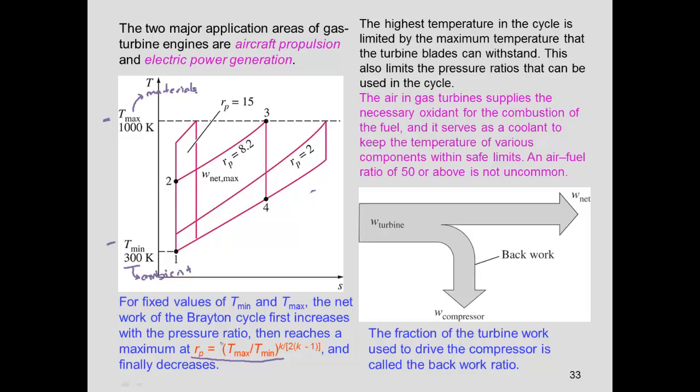Okay, as we mentioned, the highest temperature is limited by the maximum temperature that the blades can withstand, and this also limits the pressure ratio that can be used in the cycle. As we mentioned before, part of the work of the turbine is going back to the compressor, and we will call this the back work ratio.